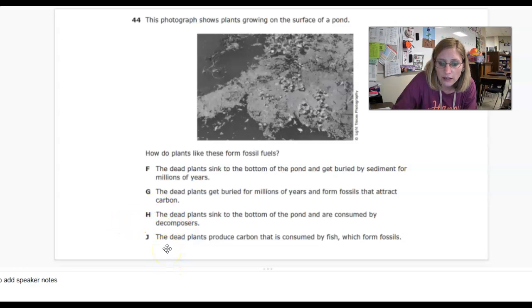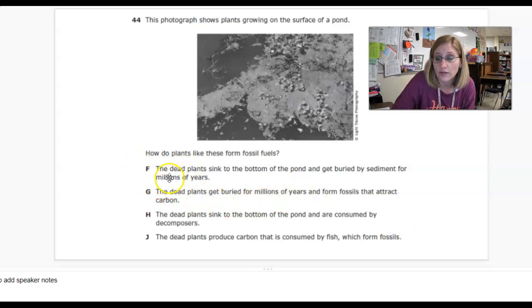How about J? The dead plants produce carbon that is consumed by fish, which form fossils. I think they're confusing how to form fossils, right? And actually, carbon doesn't make fish form fossils. They actually get stuck into a fossil and they form it. So that's a little different. So the best answer is probably F.